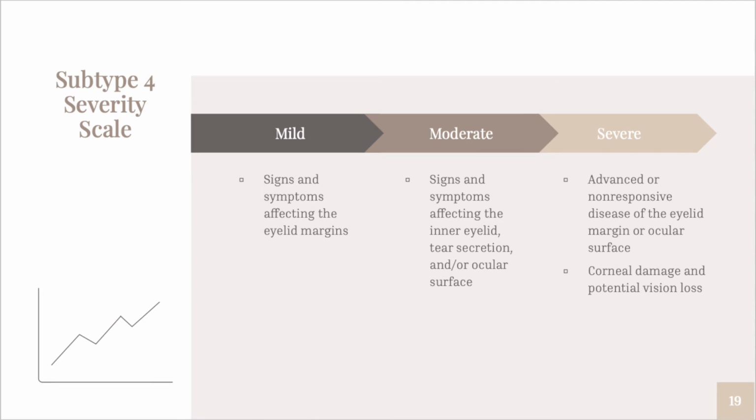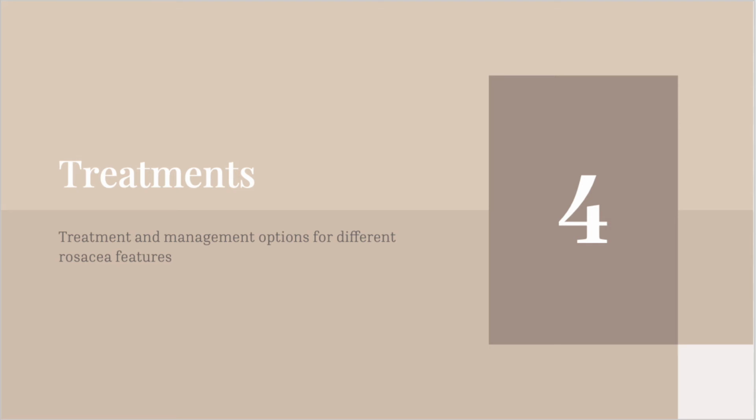Mild ocular rosacea only affects the eyelid margins, so this includes telangiectasia and honeycrust. Moderate ocular rosacea affects the inner eyelid, tear secretion, and or the surface of the skin. So these can include watery or bloodshot appearance and foreign body sensation. Severe ocular rosacea is when it progresses to other diseases such as blepharitis, which can then potentially lead to corneal damage and vision loss. Next, we'll go through the different treatment options available for rosacea.